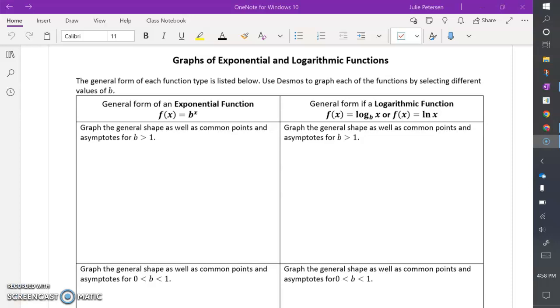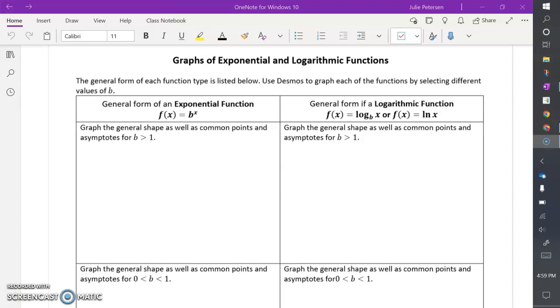Today we're going to do a quick review of the graphs of exponential and logarithmic functions. We're going to take a look first at exponential functions and take a look at functions whose base are greater than 1 and understand some about the general shape and common points and asymptotes for those. And then we'll also look for b-values that are between 0 and 1.